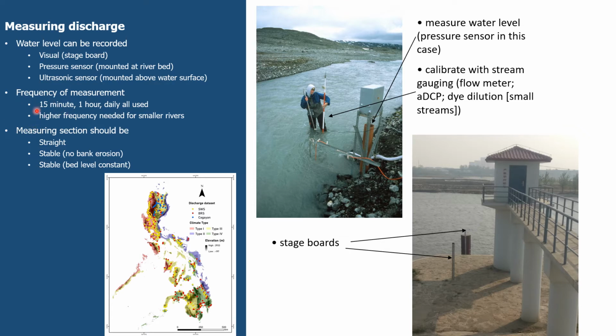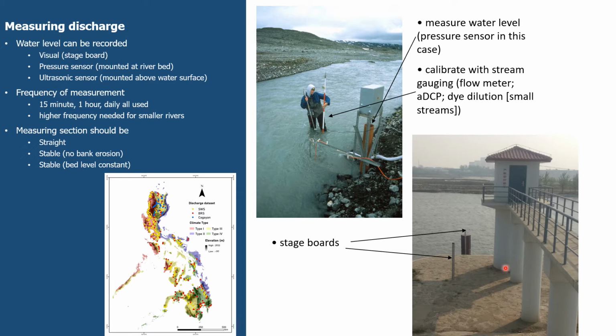If we want to get reliable results, we want a section to make measurements in that is straight, so the water isn't going around bends and doesn't rise up as it does so. We want the river banks to be stable, and we want the river beds to be stable so that we have constant conditions through time.